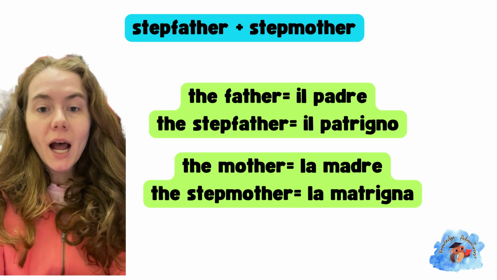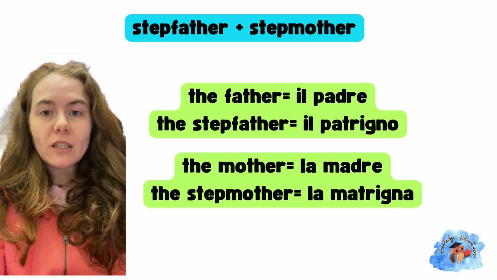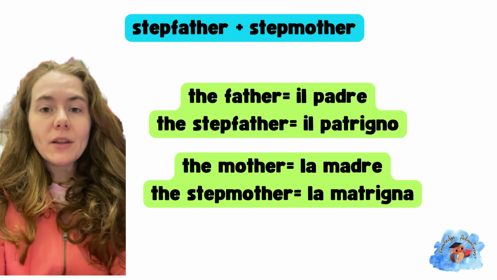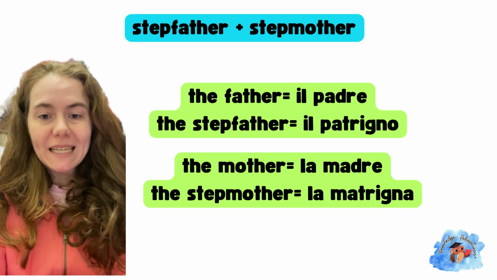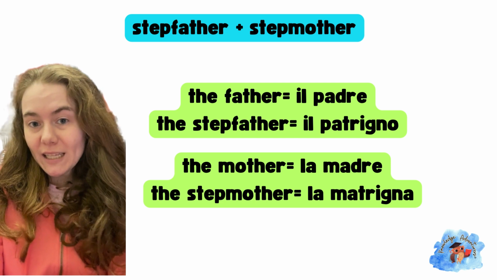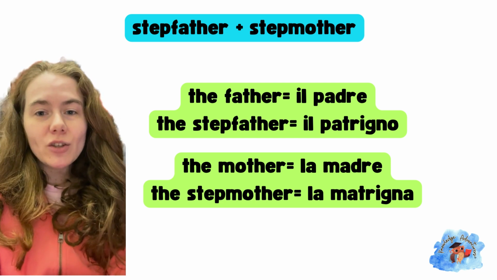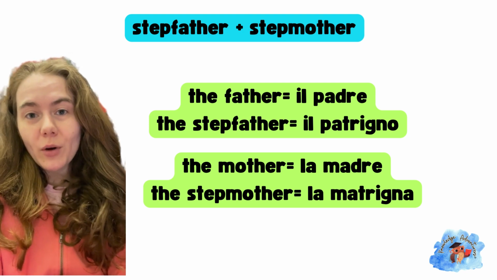So stepfather is going to be il patrigno, ending with an O because I'm talking about a guy. Starts with PA, just like padre. And then stepmother is la matrigna. La matrigna. Ending with an A, and I started with M-A, matrigna. Though in Italian, they don't always say stepmother and stepfather. They say it is the new mom or the new dad.